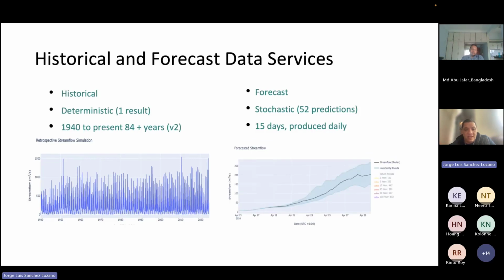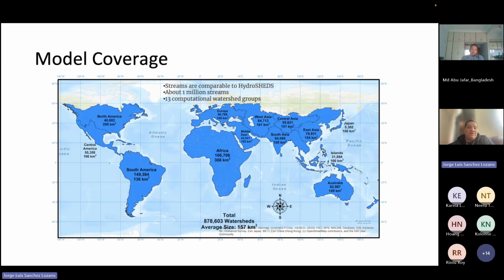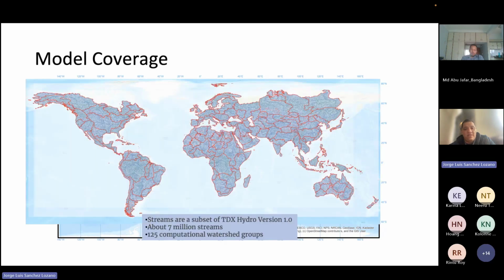And that product stays the same, but in version 1 of the model, we have around 1 million streams that are comparable with the HydroSHEDS watersheds, and we originally had 13 computational watershed groups. But now we increased the areas, the previous areas that didn't have any coverage, and we increased the number of streams from 1 million to 7 million. And because of the bigger number of streams, instead of having just 13 watershed groups, we now have 125 watershed groups.